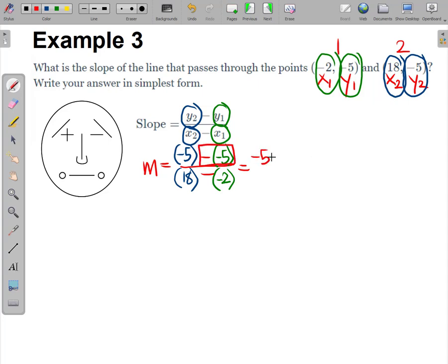Okay, switching over to red, this is just going to be -5, and then this part right here where we have a -5, that's going to simplify to +5. On the bottom, I've got 18, and then similarly, this negative is going to switch to a +2. So -5 plus 5 is 0, and then 18 plus 2 is 20, and 0 over 20 is going to simplify to just 0.